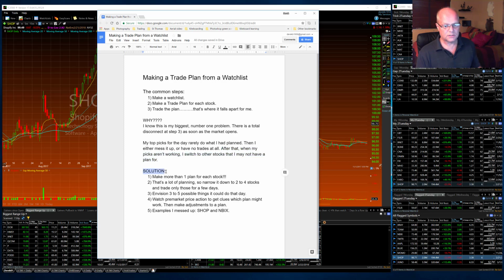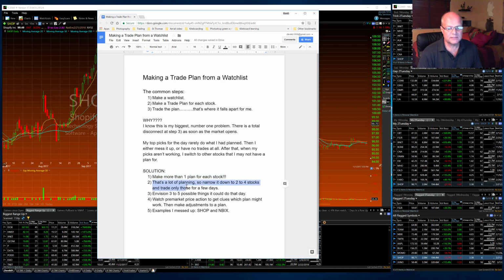So the solution: make more than one plan for each stock on the watch list that I intend to trade. I think that's where, most of the time I only have one plan, and if it doesn't do what my plan is doing, then I get all messed up. It doesn't mean there's no trade. It just means I had the wrong plan, or I had a limitation of only one plan.